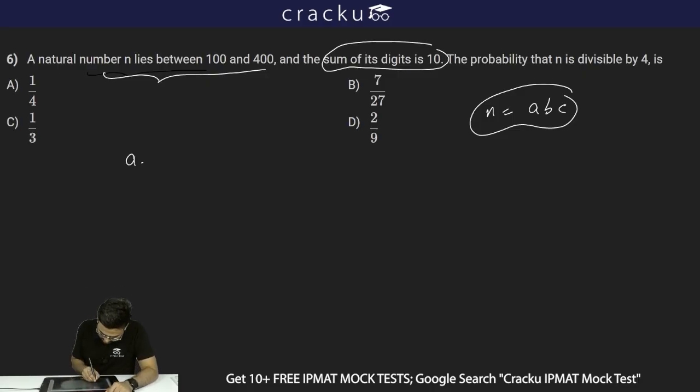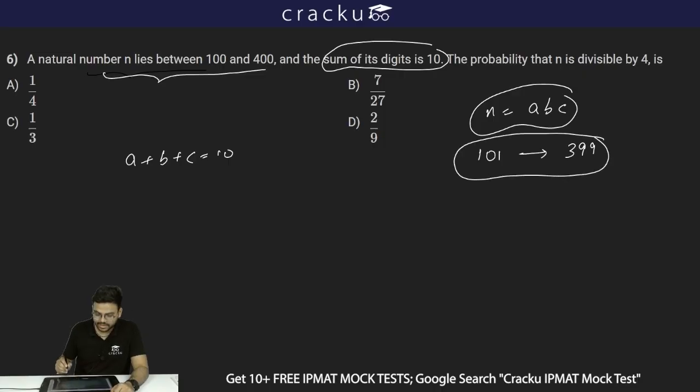So a plus b plus c can be written as 10. Now it is a number which lies between 100 and 400. So it is a number from 101 to 399. N can be in the range of 101 to 399.